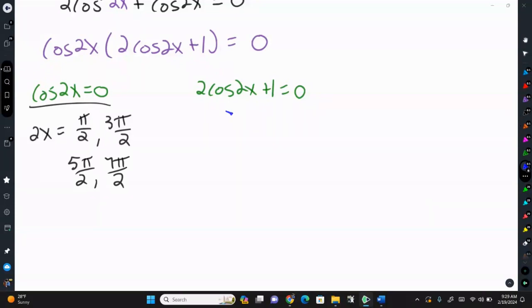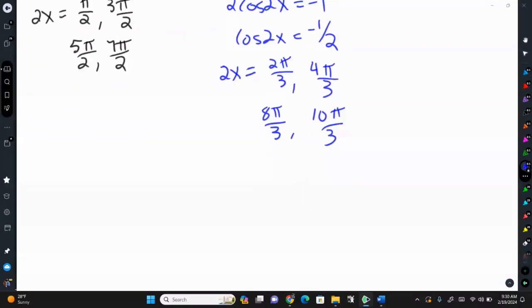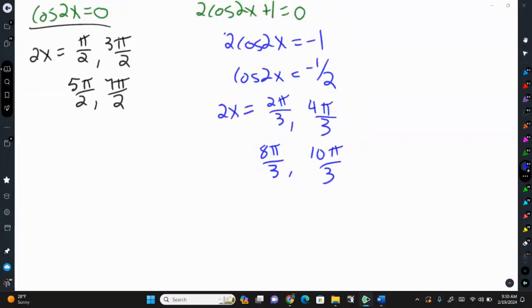And then over here we have 2 cosine 2x equals -1. Then we have cosine 2x equals -1/2. So again, 2x is equal to, well, when is cosine equal to -1/2? That's 2 pi over 3, 4 pi over 3. But now we have to account for the 2. We go around the circle again. So we're going to add 6 pi over 3 to both of these. And then my final step for both of these, the one in black and in blue, is to multiply by 1/2.